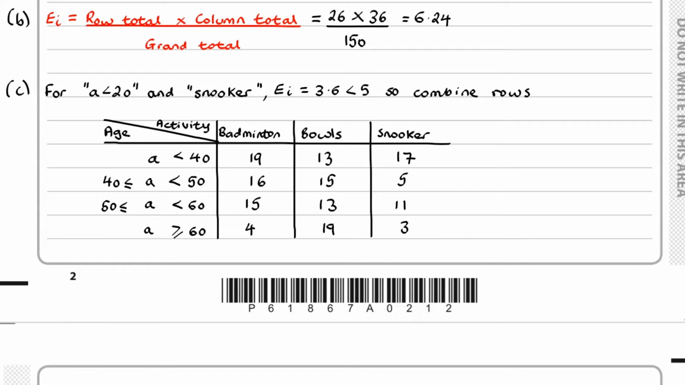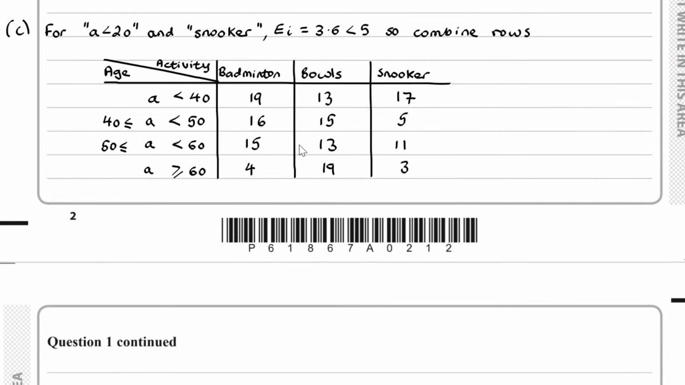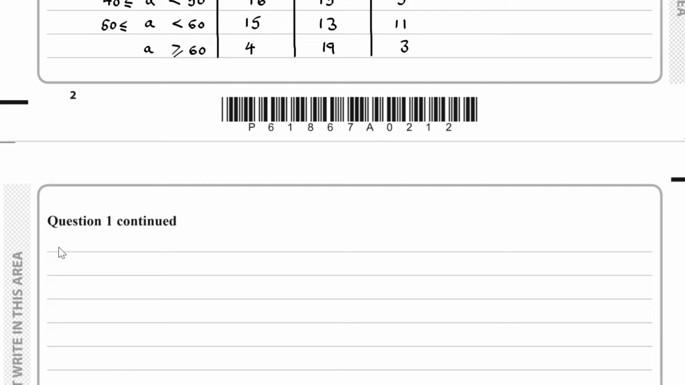So when we come to talk about the degrees of freedom of this table, we can now see that the table is a 4 times by 3 table, and therefore the degrees of freedom, that would be 4 minus 1 lots of 3 minus 1, which is 6.